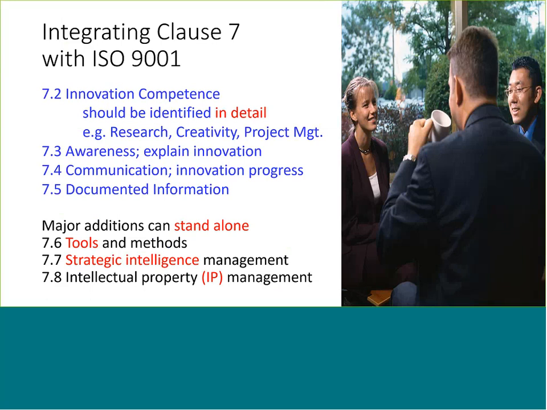So when we integrate clause 7, competence, I skipped over that just now, that is going to be identified in much more detail, and 56002 gives you a lot of guidance here, the sort of competences you need. Not just creativity, project management competences for execution, research both in market and product. All of these competences are critical for innovation. Awareness, obviously important. Communication. People want to know how we're doing as we progress through innovation projects.